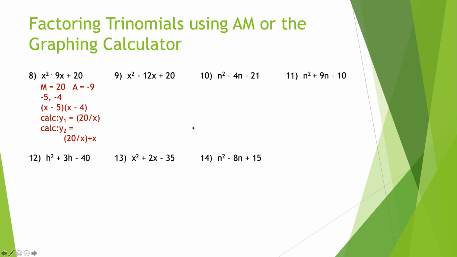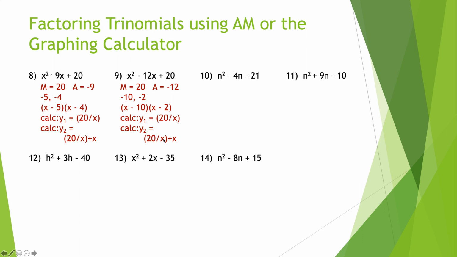Likewise, for number 9, I'm just going to ask myself, well, how can I multiply out to 20 and add up to negative 12? And that answer is negative 10 and negative 2. Quick mental check. X times x is x squared. X times negative 2 is negative 2x. Negative 10 times x is negative 10x. That adds up to negative 12x. Negative 10 times negative 2 is 20. So that does check. And I'm going to put the same exact thing in the calculator as on the previous problem.